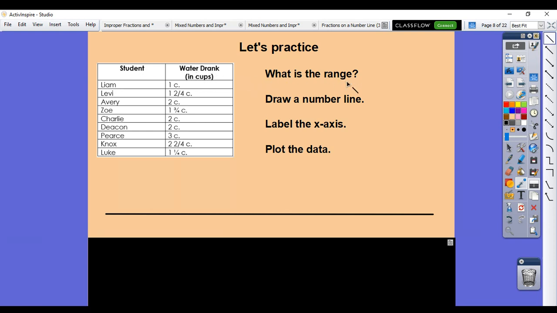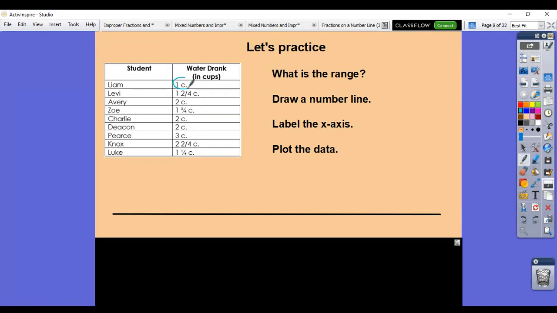Okay, next I need to figure out what is the range. The range would be the smallest measurement, the smallest amount of water that they drank, to the largest amount. So I'm looking through here and I see 1 cup. Let me see if anything is less than 1. And I know if it's less than 1, it would be a fraction, a proper fraction. And everything I see here is 1 or greater, because remember, 1 2/4 means 1 and a little bit extra. So I don't see anything less than 1. 1 must be my lowest measurement. So I'm going to circle it to remind myself that's the lowest.